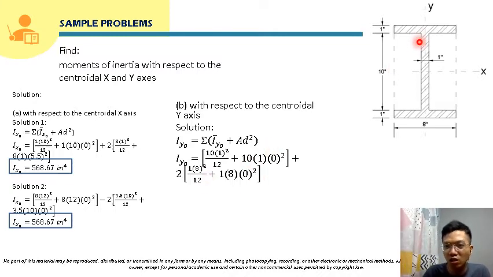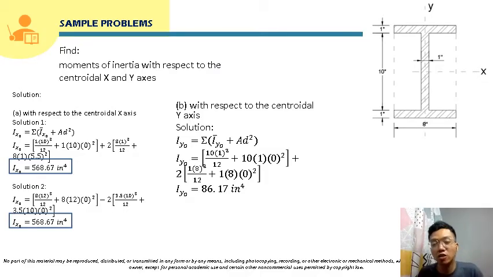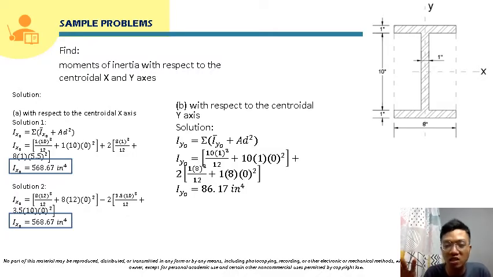Also for the two rectangles, wherein the base is 8 and the height is 1, we will just multiply by 2 since they are identical. This will just be hb cubed over 12 as well, and the transfer term will just be 0. Solving for this, the moment of inertia of this composite area with respect to the y centroidal axis is 86.17 inches to the fourth.